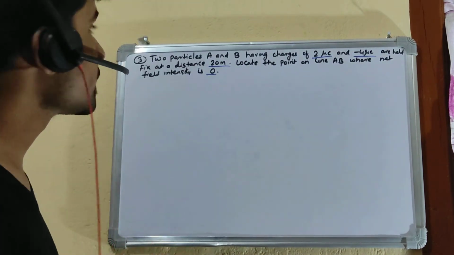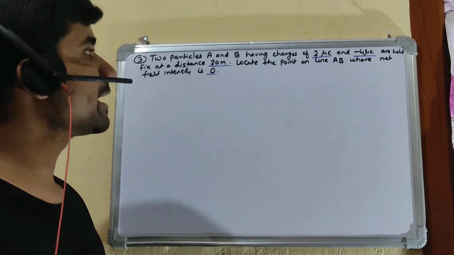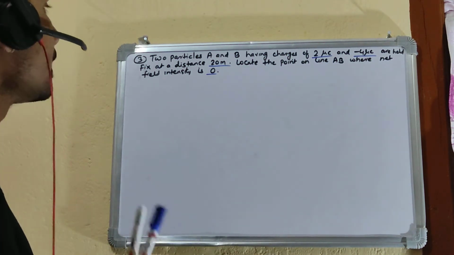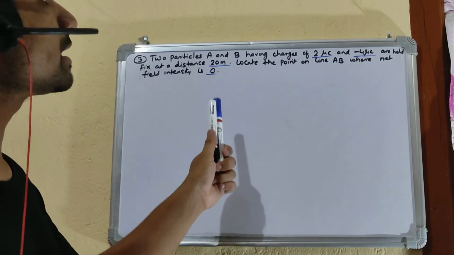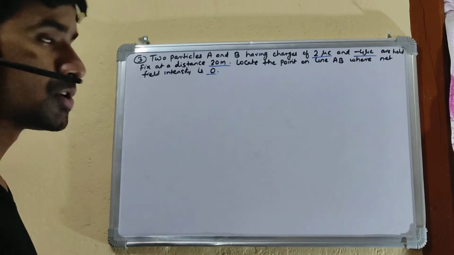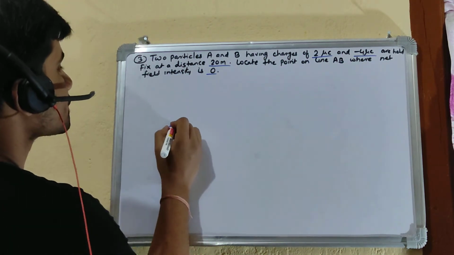Okay, so this is our third problem for today, which basically says two particles A and B having charges 2 microcoulomb and minus 4 microcoulomb are held fixed at a distance of 20 meter. Locate the point on line AB where the net field intensity is 0. Okay, so let me draw a diagram for this problem.